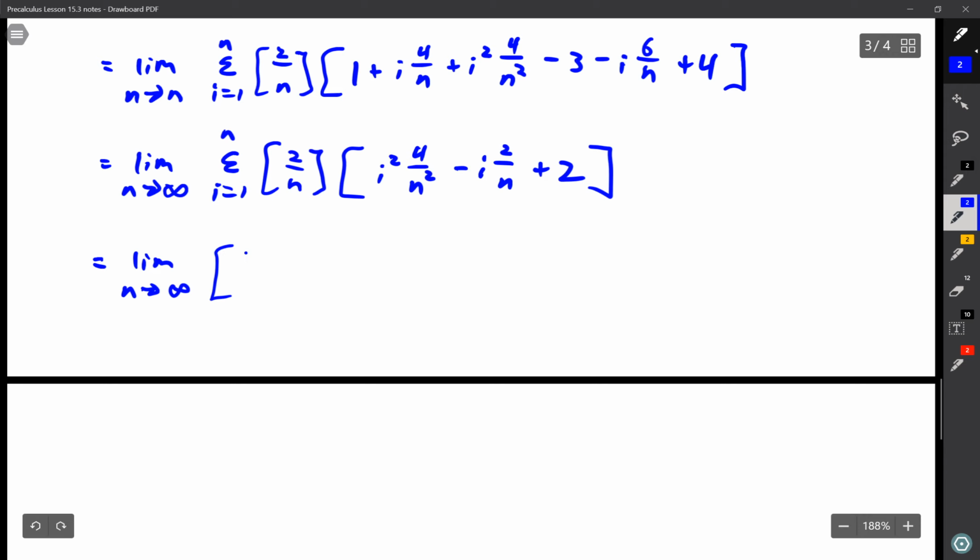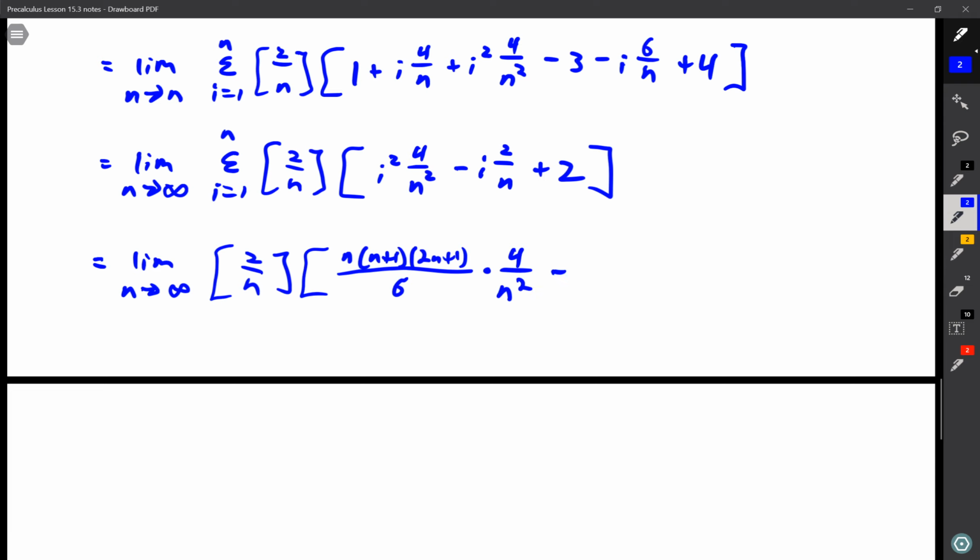I'm just going to write my 2 over n times, now what's the sum of i squared? Well, that's n times n plus 1 times 2n plus 1 over 6. And I still have this 4 over n squared minus what's the sum of i? The sum of i is n times n plus 1 over 2, and I have this times 2 over n.